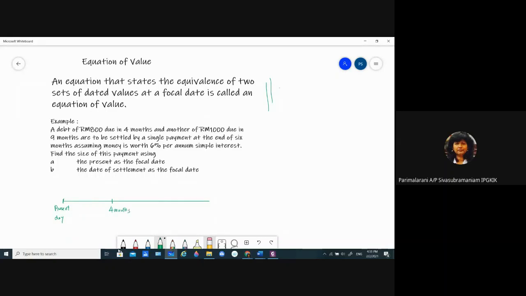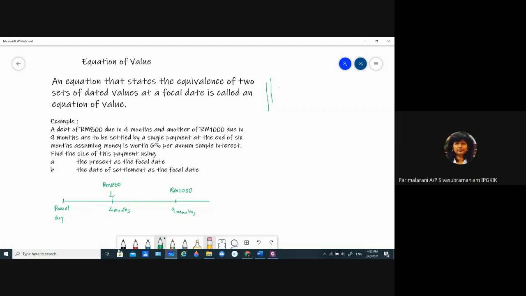So you must pay how much here? 800, right? In 4 months, you must pay 800. And then another 1,000 due in 9 months. That means from the beginning until here is 9 months. So in 9 months' time, you must pay another 1,000. That means you have actually taken 2 loans. One is 800, one is 1,000. The first loan is due in 4 months, so you must pay 800. In another 9 months, you must pay the second loan, which is 1,000.